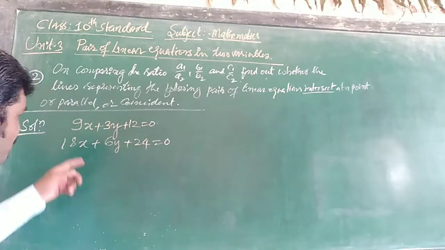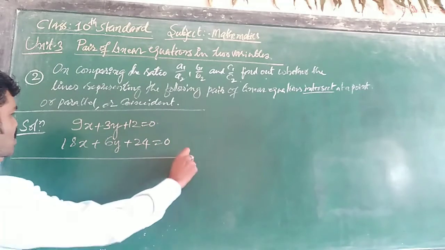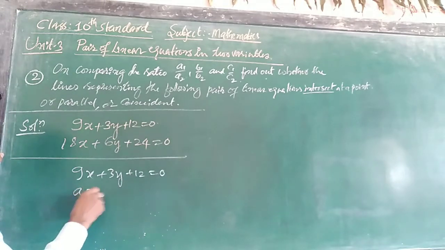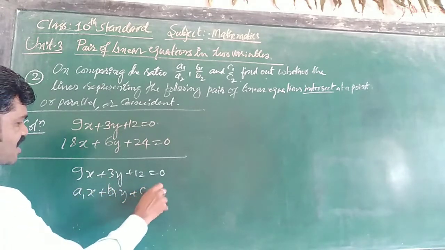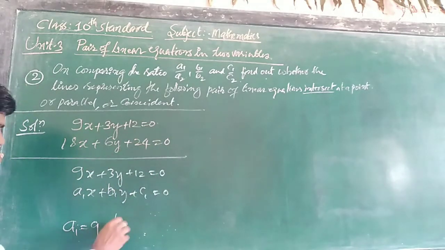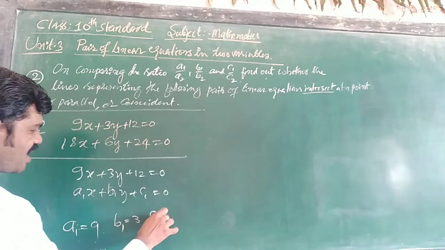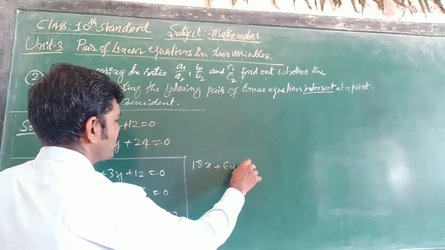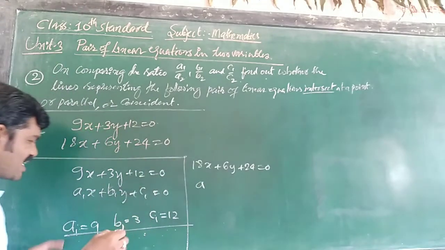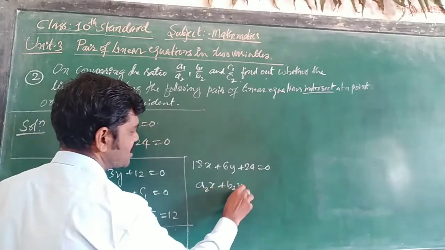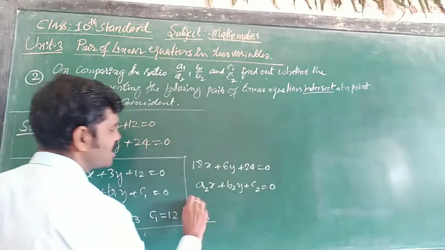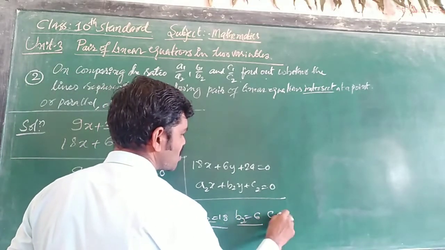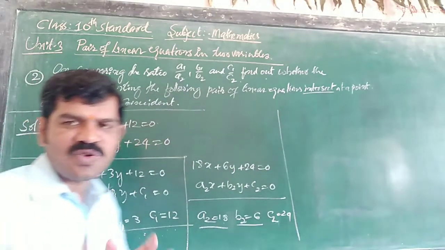See, here in the first equation it is given 9x plus 3y plus 12 is equal to 0. This is as a1x plus b1y plus c1 is equal to 0. Here the value of a1 is 9, the value of b1 is 3, and the value of c1 is 12. And the second equation is 18x plus 6y plus 24 is equal to 0. So this is as a2x plus b2y plus c2 is equal to 0. The value of a2 here is 18, b2 is 6, and c2 is 24.